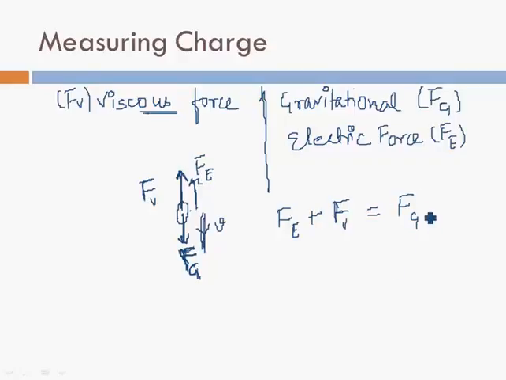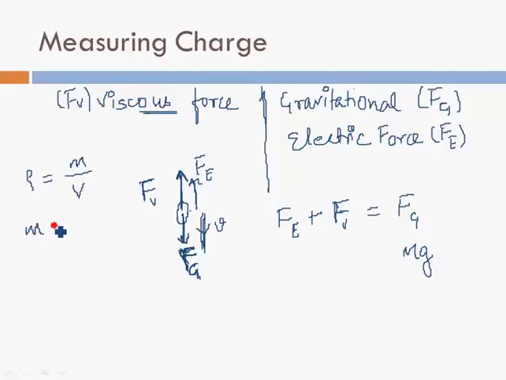And gravitational force, you might be quite familiar with, mg. Here m is the mass of the droplet. We can obviously calculate the mass of the droplet. How are we going to do that? We know the type of oil that we are using, so we know the density of that oil, and density of anything is mass by volume.